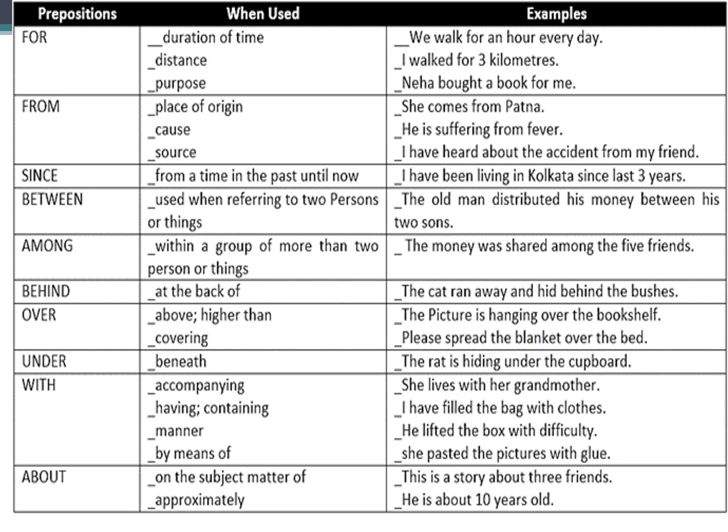Next is since. We can use since from a time in the past until now. I have been living in Kolkata since last 3 years. Between, used when referring to 2 persons or things. The old man distributed his money between his 2 sons. Among, within a group of more than 2 persons or things. The money was shared among the 5 friends.